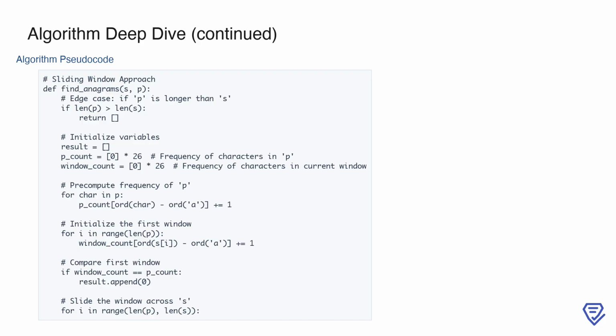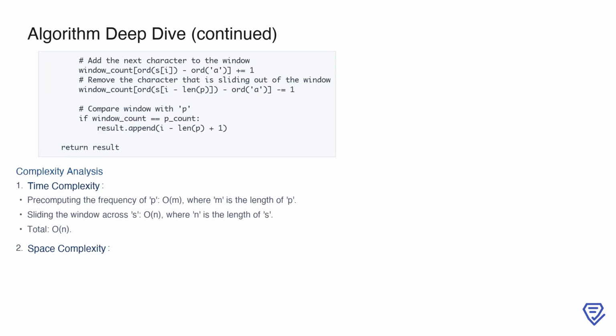After setting up the initial window, we compare window_count with p_count. If they match, we add the starting index, 0, to the result list. The main part of the algorithm involves sliding the window across s while dynamically updating the frequency counts for the characters that enter and exit the window. To slide the window, we increment the frequency of the new character entering the window and decrement the frequency of the character that is sliding out.